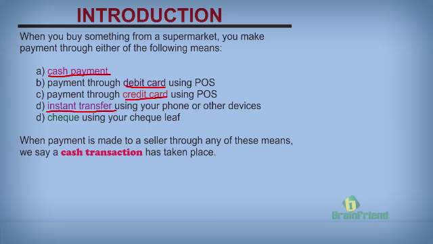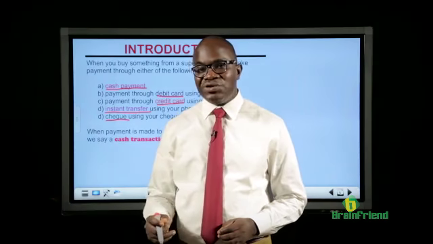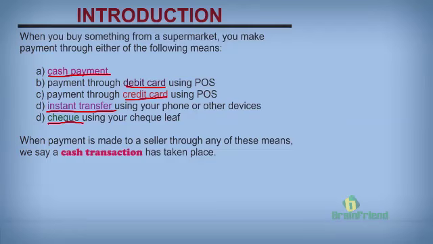Payments can also be made through checkbook. That's to say, after having bought the items, you write the amount on a check leaf and pay to the seller. But that's acceptable only at trusted places, places where the seller knows you and can trust your checkbook. When payment is made through any of these means, we say a cash transaction has taken place.